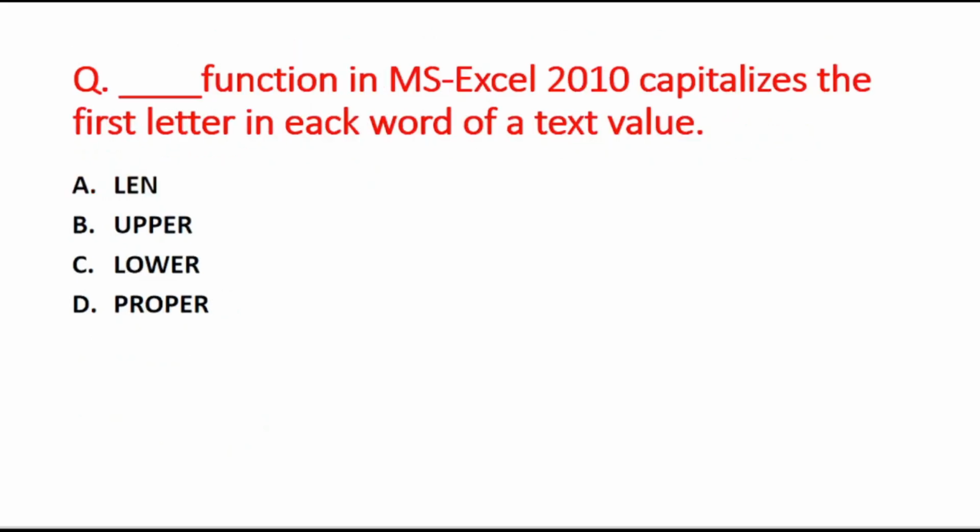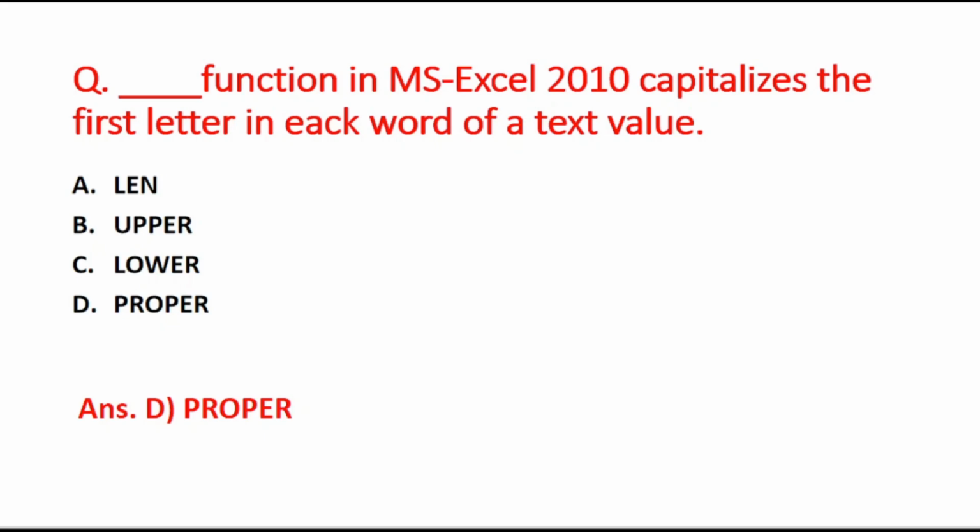Next question is blank function in MS Excel 2010 capitalizes the first letter in each word of a text value. A option is length, B option is upper function, C option is lower function and D option is proper function. तो अगर आपने प्रीवियस सेशन देखा होगा तो वहां पर ये चीज हमने डिस्कस की थी, तो द राइट आंसर इज ऑप्शन डी, दैट इज प्रॉपर फंक्शन. प्रॉपर फंक्शन ओनली कैपिटलाइजेज द फर्स्ट लेटर ऑफ ईच वर्ड. जो किसी भी वर्ड का जो फर्स्ट लेटर होगा उसको कैपिटल में करेगा और बाकी लेटर्स को लोअर में कन्वर्ट करेगा.